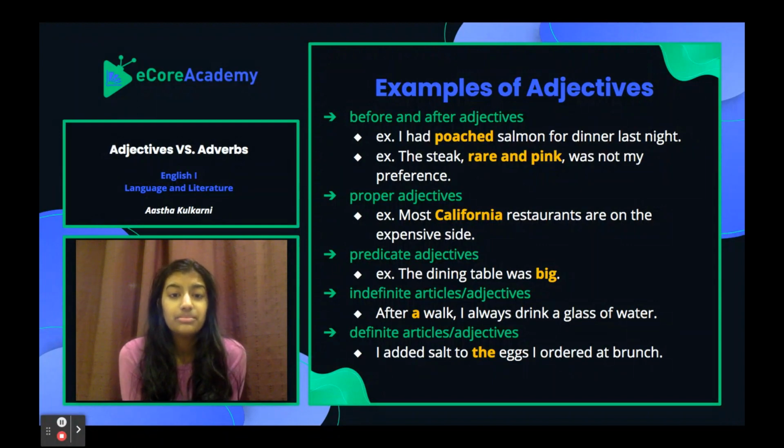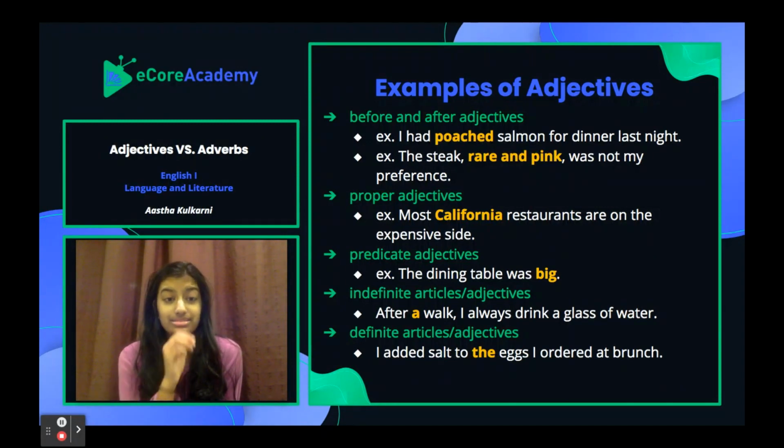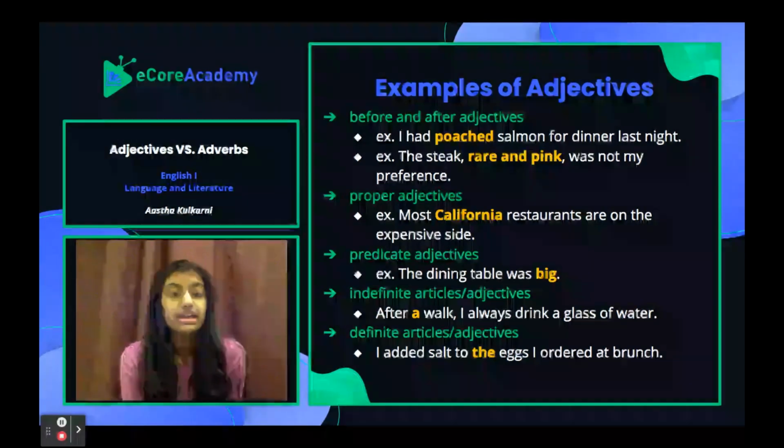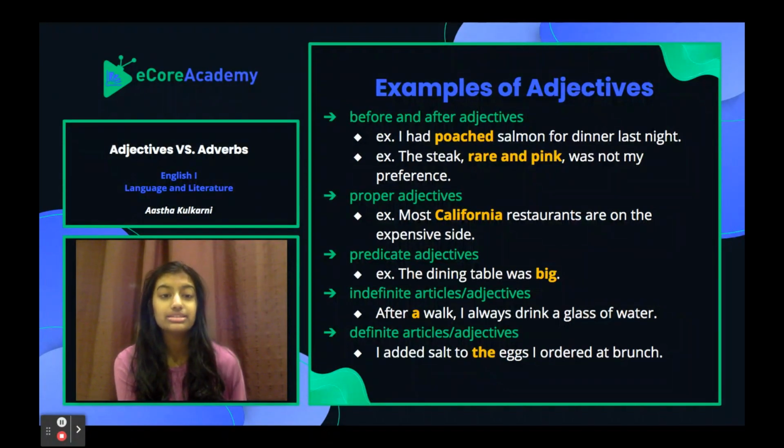And then opposite, we have definite articles and adjectives. So this is, we know which one it is. So in this case, we know it's the eggs from brunch. So that's why it's definite. If we said "some eggs," it would be indefinite. But "the eggs" is describing the word eggs, and then the word "the" makes it definite because we know which eggs the sentence is referring to.